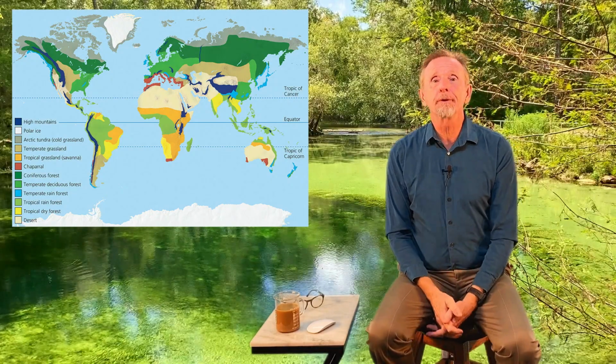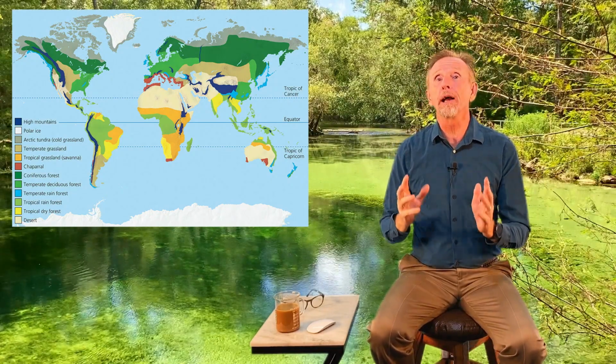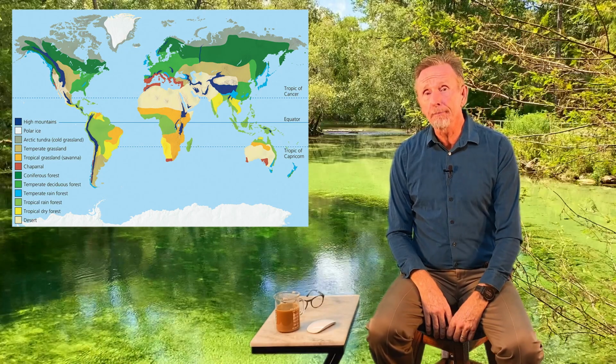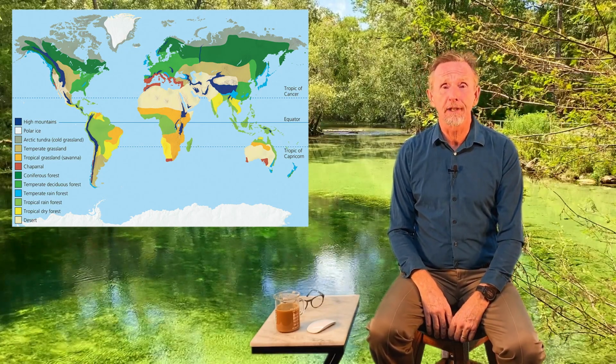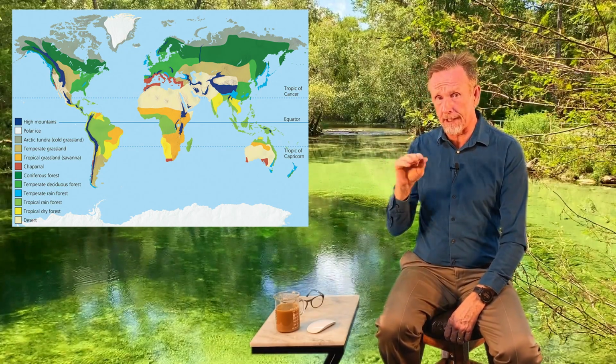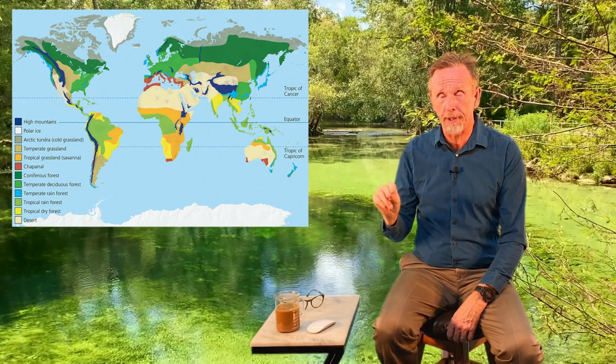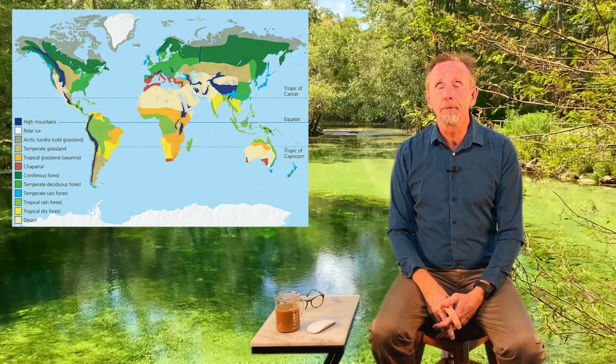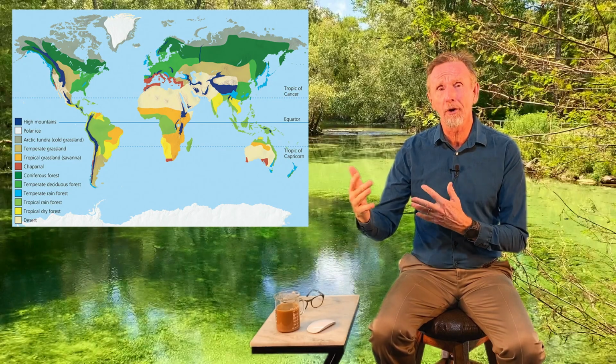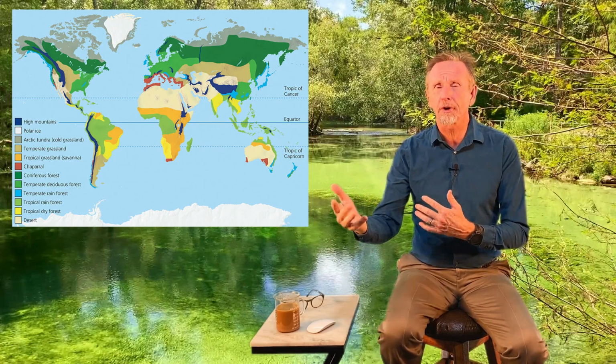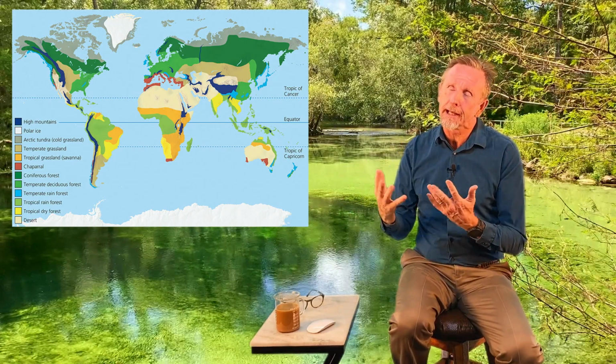Now this map is kind of a classic where we find these biomes. And on this map, it makes it look like it's really nice and neat. The Sahara Desert is right there, and right below the Sahara Desert, we get the savanna. And this is true, but if you go right on that line, it's hard to tell where the desert truly starts and the savanna truly begins.